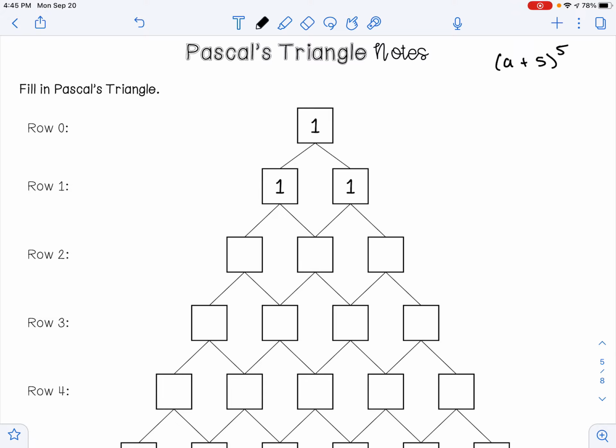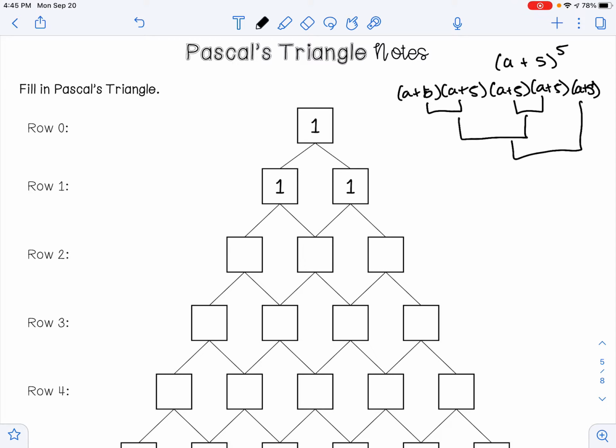Normally to multiply something like that, we would say, okay, I have a plus 5 times a plus 5 times a plus 5 times a plus 5 times a plus 5, right? We would have 5 of them. And then we would have to multiply these two together, and then we'd have to multiply these two together. You have to multiply those answers together, and then you'd have to multiply that answer by this last one, and you'd be here all day, right?